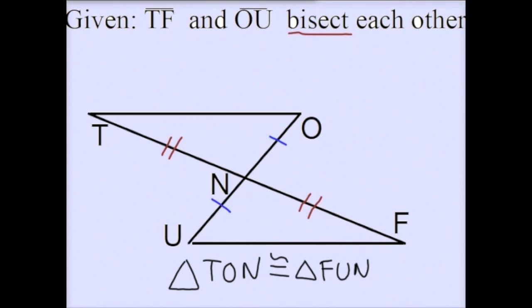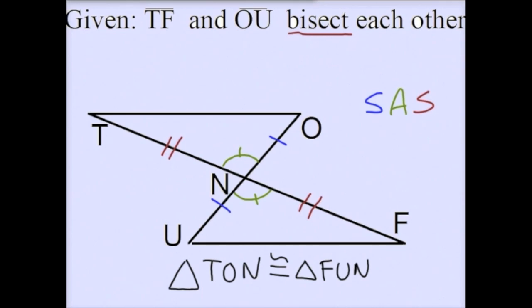So now we have two pairs of sides. We've got the reds and the blues. We've got side and side. And right now we're missing a piece, right? We could either use side, side, side, or side, angle, side. And so we're missing a piece. But the way that the shape is drawn, we've got these vertical angles. And vertical angles are always congruent. And so therefore, we're going to prove that these two triangles are congruent using the side angle side theorem.